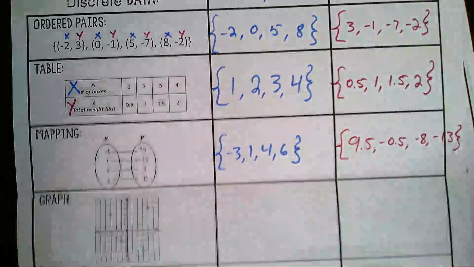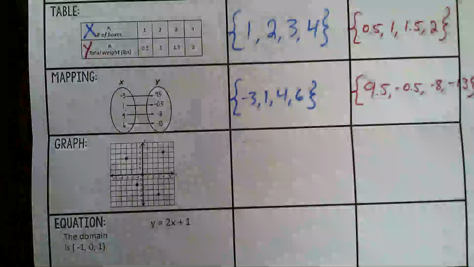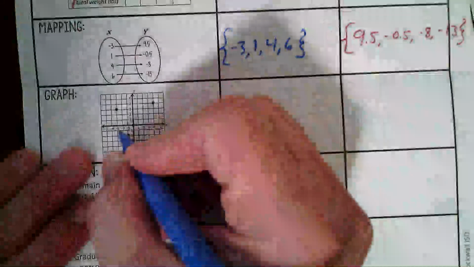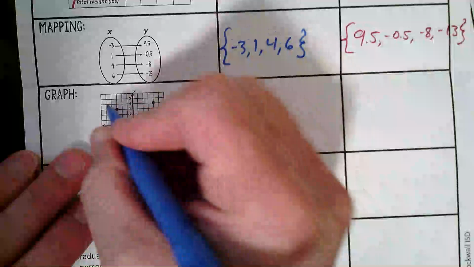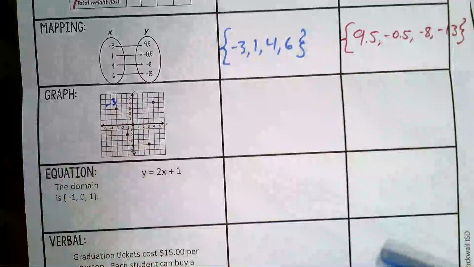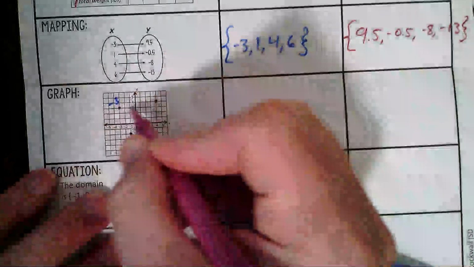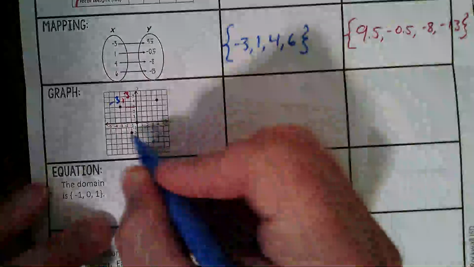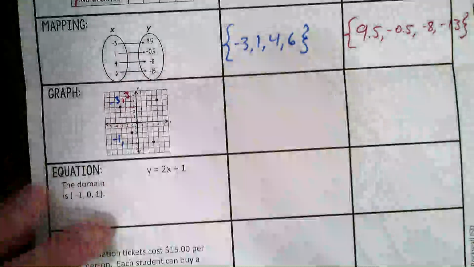For our graph, this is a pretty common way for us to ask the domain and range of discrete data, by giving you a graph. So for the graph, I'm going to list the points first. So this is -3, and then this is my y value, which is 3. This right here is -1, and my y value is -2.